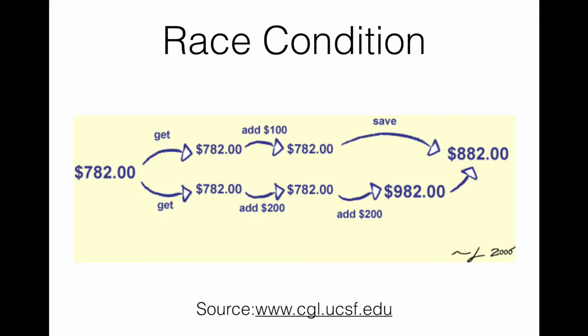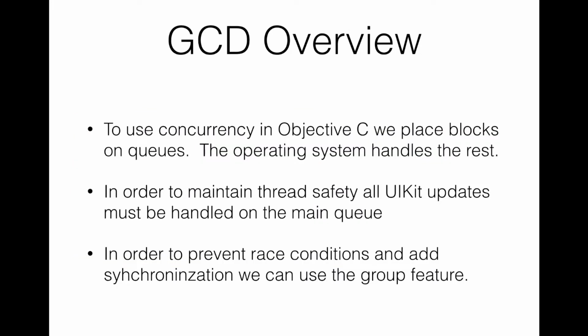And that's because we haven't implemented synchronization. This is one of the hazards of concurrent programming. So we always have to make sure that there's no race conditions and that any individual unit of code is thread safe. This is an overview of GCD.